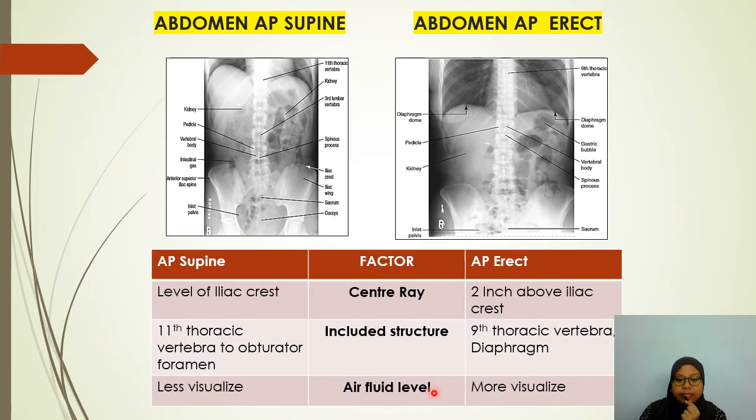Lastly, the fluid level for AP supine is less visualized. We can see several fluid levels. Meanwhile, for the AP erect, it is more visualized. We can see the fluid levels more clearly for AP erect.